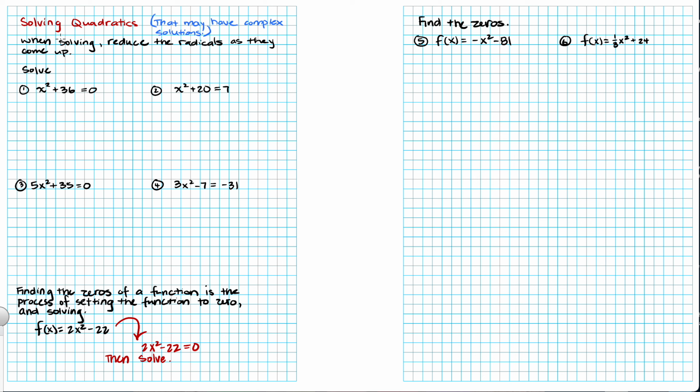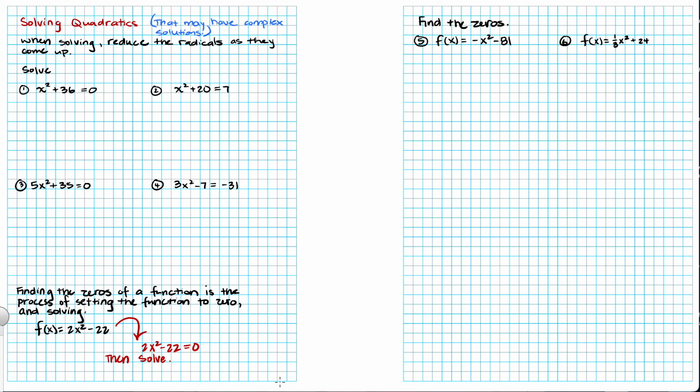All right, so really quick, brief overview. What we're going to be doing now is we're going to be solving quadratics, and we're going to have complex solutions come up every once in a while, or maybe all the time in this homework assignment. But in general, they can show up whenever they show up now, just like real solutions. So when solving, what you're going to want to do is you're going to want to reduce your radicals when they come up. You don't want to wait last minute.